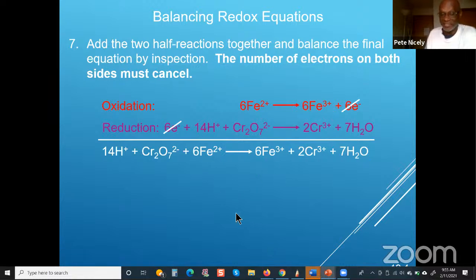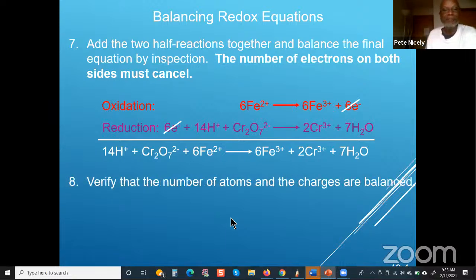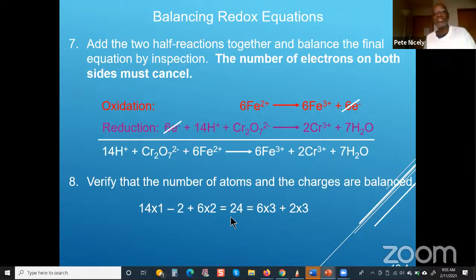And we also have to check the charges, right? We have to make sure that the charges are balanced. So that is done right here. If you look on the left side here, 14 plus charges, so that's why we have 14 times 1, minus 2, plus 6 times 2, right? If you add this up, you're going to get 24. And if you check this side, it is 6 times plus 3, which is 18, plus 2 times 3, which is 6. That will also be equal to 24. So the charges are balanced as well, all right?